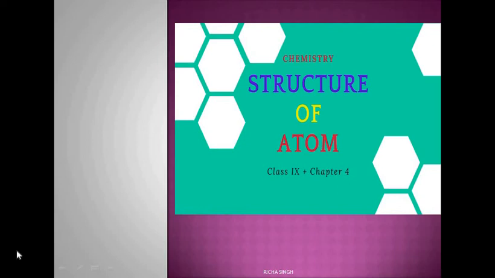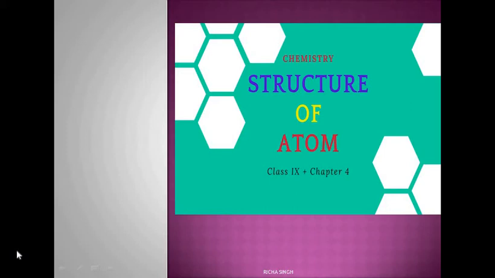Everyone. Today I am starting lesson number 4, Structure of Atom. This is the last chapter for class 9th chemistry. So till the previous chapter you all have understood what an atom is, what the size of an atom is, and how an atom exists. You have also studied about ions and molecules. In this chapter we will deal with the structure of atom.